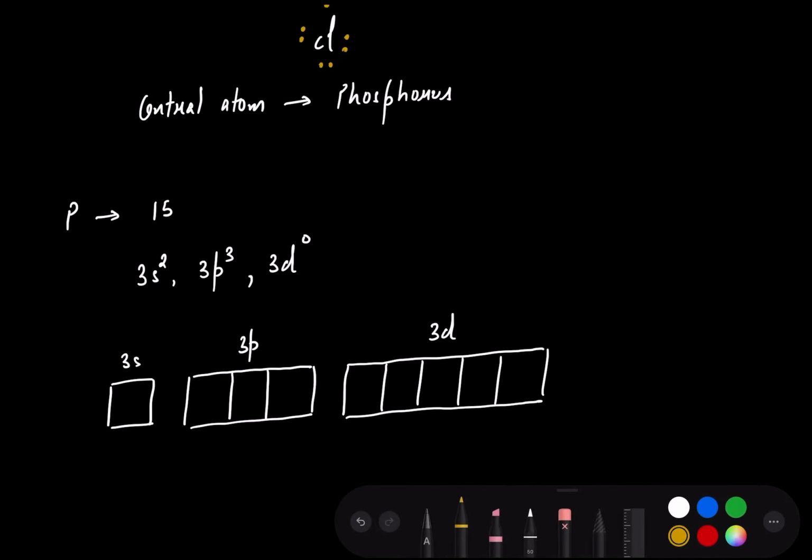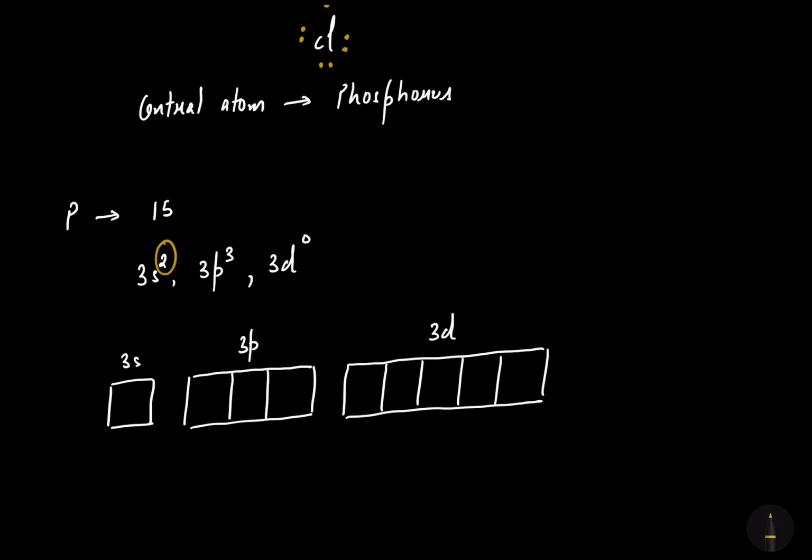Now let's fill the electrons. The 3s is having 2 electrons, so I'm going to fill the 2 electrons in 3s. That's the first electron with a spin of plus 1/2, and that's the second electron with a spin of minus 1/2. Now let's talk about 3p. In 3p we are having 3 electrons.